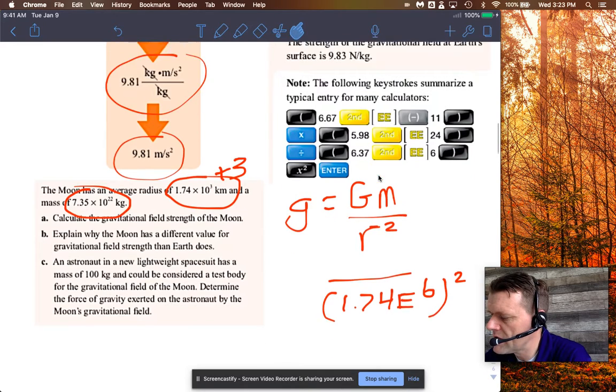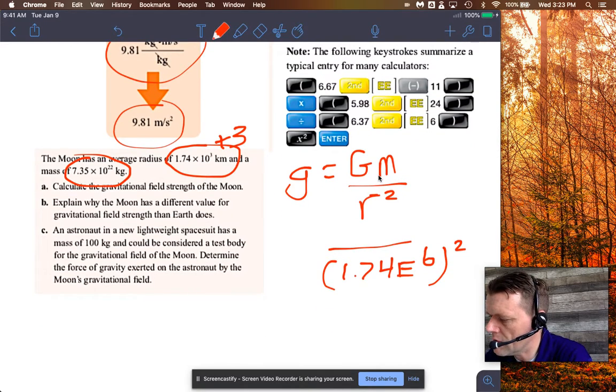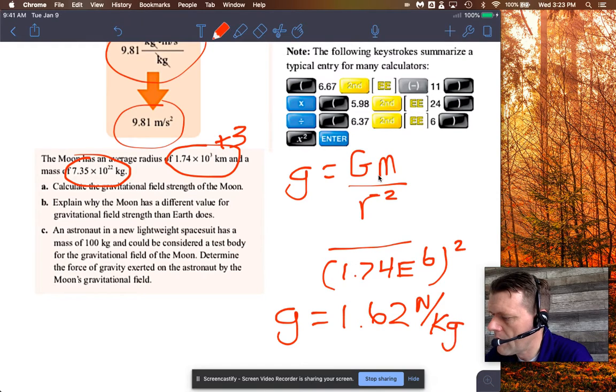Anyway, if you punch in that number, which you should do, and see if you get this answer, you get 1.62 newtons per kilogram. Or really, it's 1.62 meters per second squared. Compare that to 9.81 meters per second squared. Yeah, the moon has a much weaker gravitational field strength. But I guess that makes sense because the moon is a lot smaller and the radius is also smaller. But really, it's the mass that's smaller by a long shot.